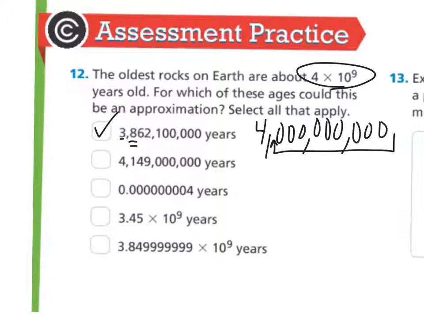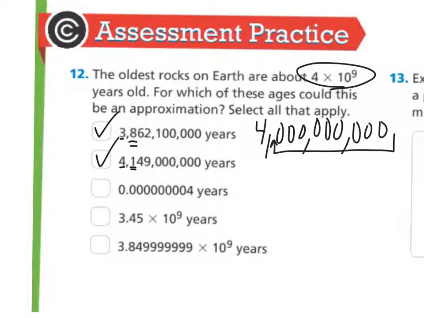The second one is almost identical because there's a 4, but after it's only a 1, so that would also round to 4 billion. So that would work as well. I'm not even going to look at the next one. That's a really small number. That would be a negative exponent. So I don't even care how many spots that is.